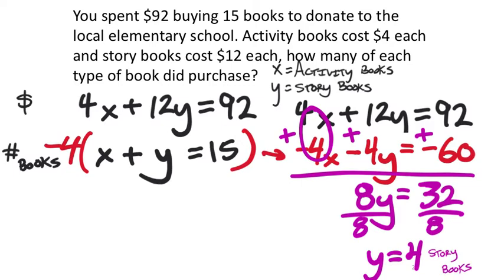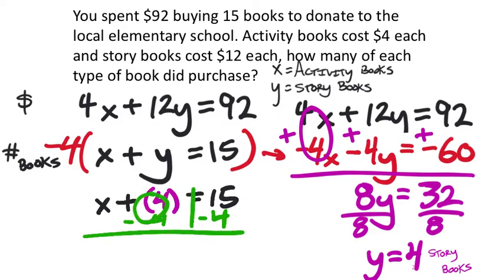But now that I have those storybooks, I need to figure out how many activity books there are as well. So I'm going to go back to the second equation here. Activity books plus storybooks should be 15. So right here I see that my y value now is 4. So I really got x plus 4 equals 15. As an equation to solve this anyways, you just subtract 4 from both sides. I know, and I think most of you would have just said, well, 15 minus 4 is 11. And that would have been fine. But that's your x value right there, which is in activity books. 11 activity books.